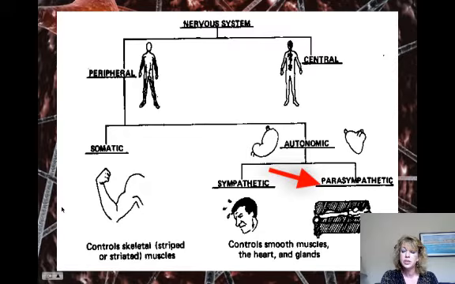The parasympathetic division is the opposite. Your heart rate goes down, your digestion increases, energy is stored in the form of glycogen, and this is during resting and calm times and for maintenance of the body.